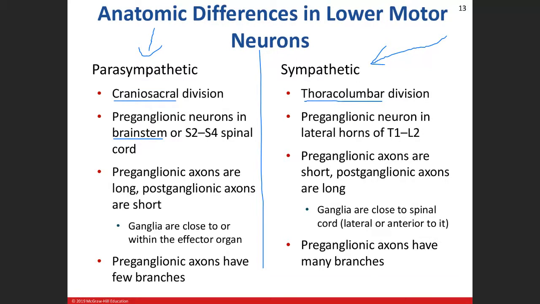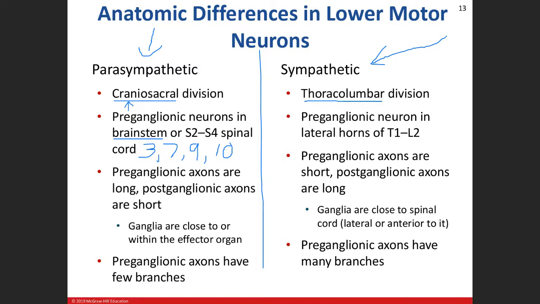I'm not going to write the Roman numerals out just because it'll take too long. Cranial nerve number 3, cranial nerve number 7. Cranial nerve number 3 is oculomotor. Cranial nerve number 7 is facial. Cranial nerve number 9, glossopharyngeal. And cranial nerve number 10, one of my favorites, vagus. Those 3 make up the cranial division.